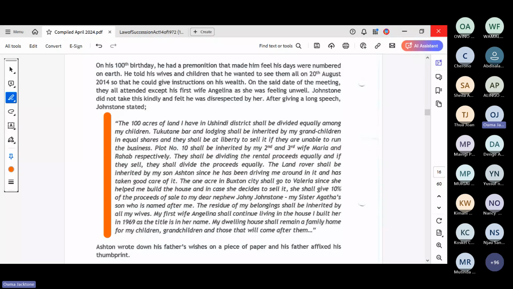Validity of wills. I will not entertain you getting wrong answers on validity of wills. That is one thing you need not to get a wrong answer. It is the easiest mark to get. Yes, Mulindwa.